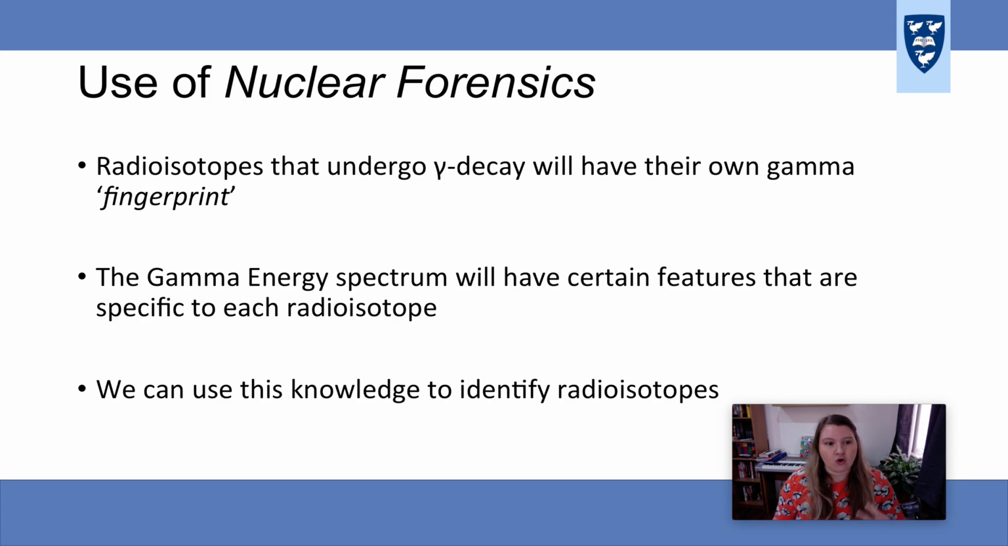Now, all radioisotopes that undergo gamma decay will have their own gamma fingerprint. What I mean by this is that the energy spectrum that's produced will have very particular features that are specific to each radioisotope. So when the gamma decays and it deposits its energy in a detector, that energy is very specific to the radioisotope that it's come from. And it will differ for every single radioisotope, which means if I collect an energy spectrum, I should be able to identify what source I was measuring just from analysis of this.